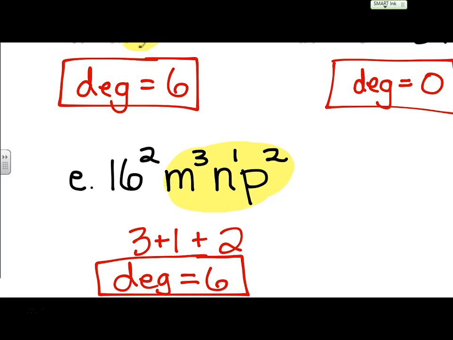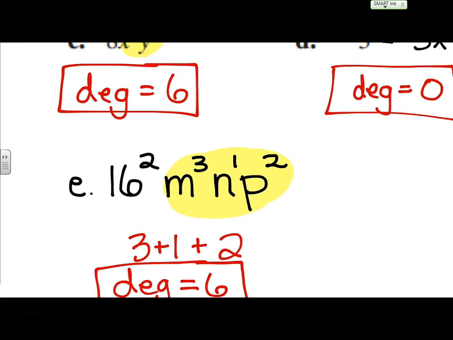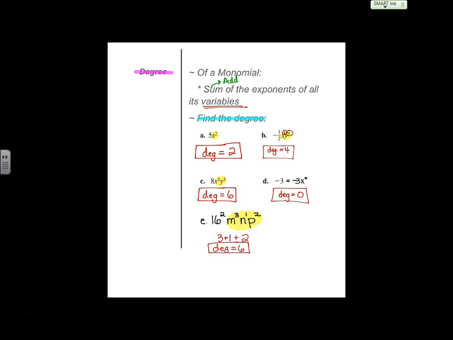All right, so 3 plus 1 plus 2 is 6. Good? So degree of a monomial: add together all the exponents of its variables.